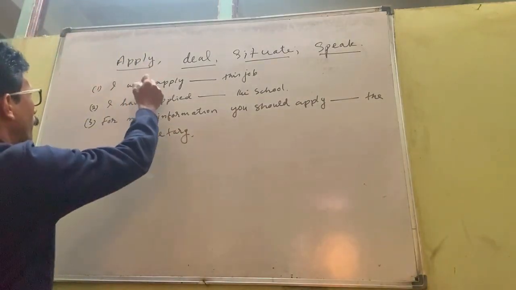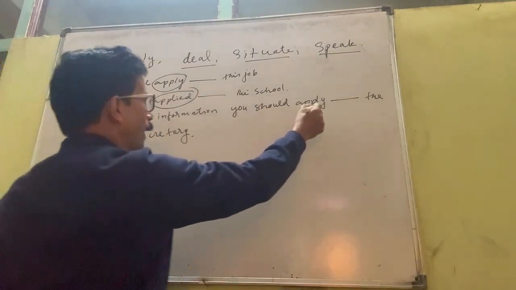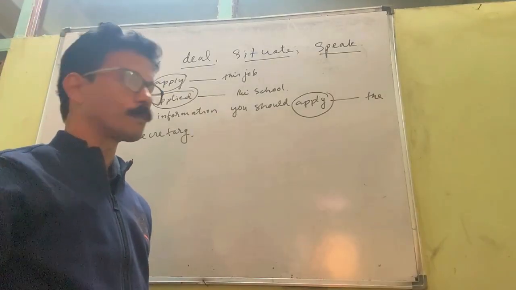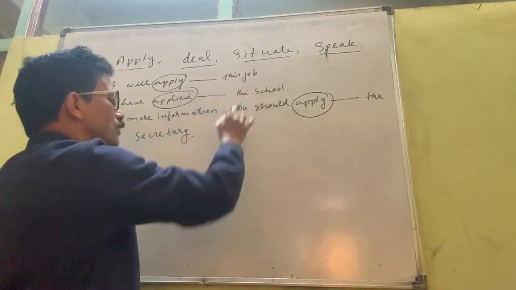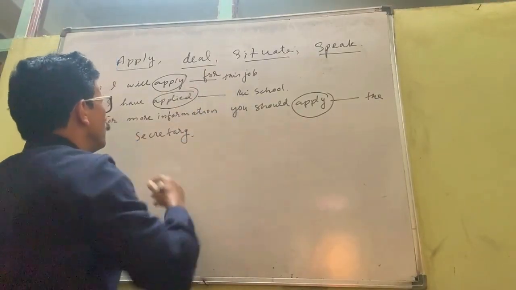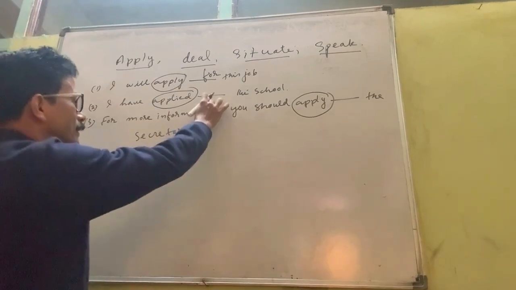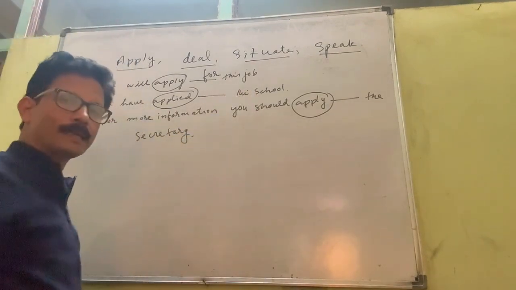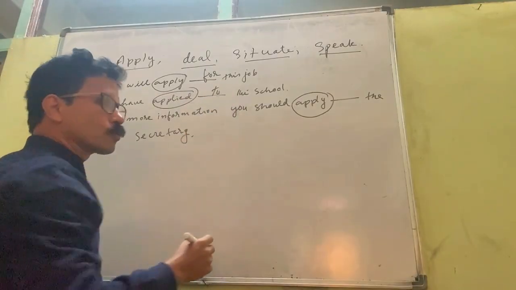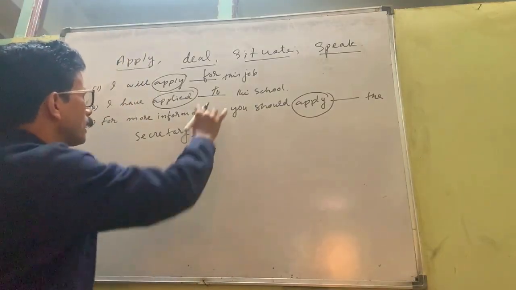The first one I have taken is apply. Apply is the word here, but what will be the preposition? Number one is apply this job. Here it will be apply for this job. I will apply for this job. Next one is I have applied to the school. I have applied to the school is the correct preposition here.